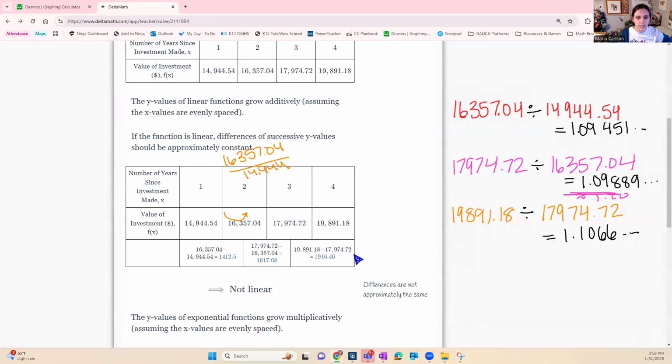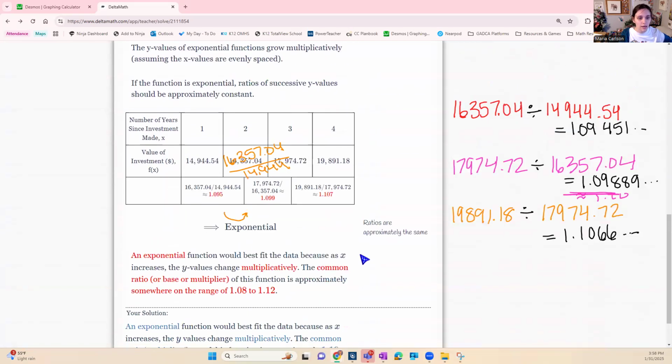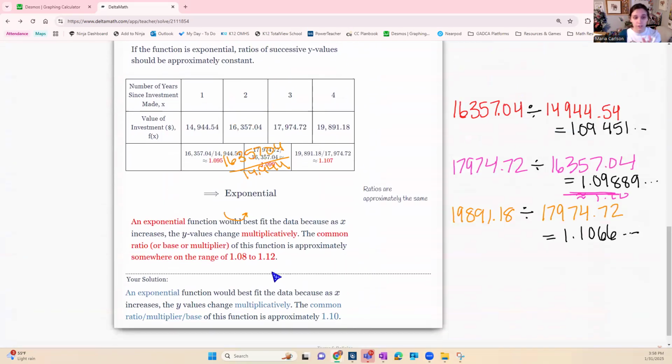So let's see what answers it would like for this. Because at the bottom, it will tell you the range of answers that you can enter. Because it will vary, we might interpret it slightly differently. So it says here in red, the answer you could have put, we need to say it was exponential because they're changing multiplicatively. And the common ratio or base or multiplier is approximately somewhere in the range of 1.08 to 1.12. So if I had entered 1.08, 1.09, 1.10, 1.11, 1.12, it would have taken it. Now, I think you should have entered 1.09 or 1.10 because I don't know where else you'd get those numbers from. But these take some work.